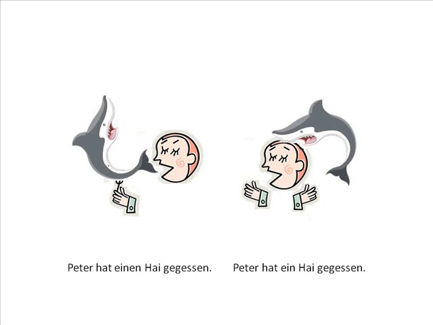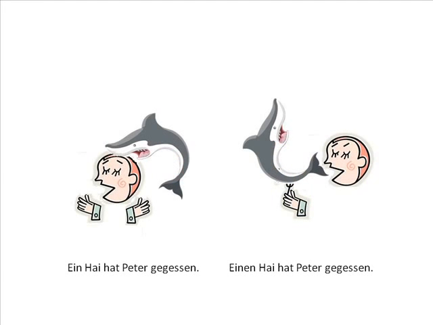In fact, to be doubly confusing, I could have it the other way round. Ein Hai hat Peter gegessen, a shark ate Peter. Or, einen Hai hat Peter gegessen, Peter ate a shark. The reason that that second sentence also means that Peter ate the shark, not the other way round, is because in German, markers of case, that's the form that the determiner you've used takes, or the ending of the adjective, are more important signallers of a word's role in the sentence than the order in which the words come.